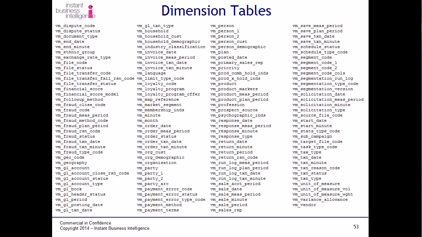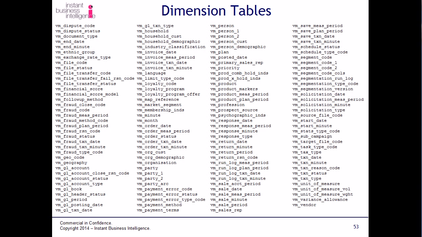Dimension tables related to solicitations, including solicitation type. Then we have the source file code to describe a source file, start date minute, the statistics type codes and the various types of statistics you might have: averages, means, medians, modes, those sorts of things. Sub-campaign, target file code to describe target files, task types for the project planning, but also for things like follow-up, what's the type of task for the follow-up and things like that.